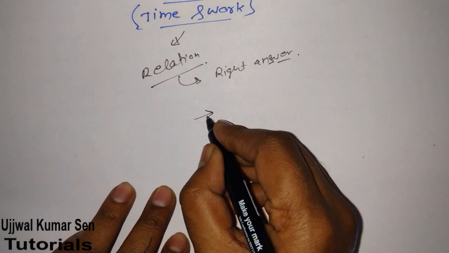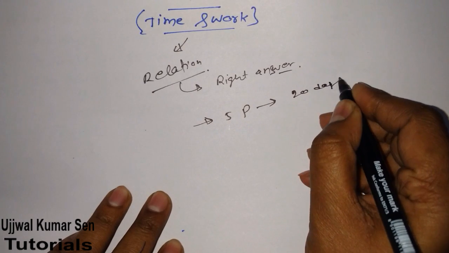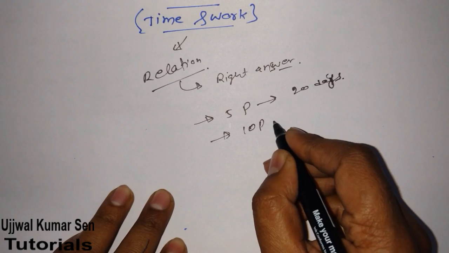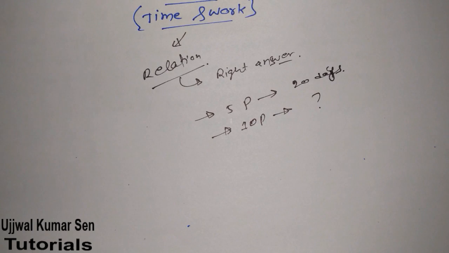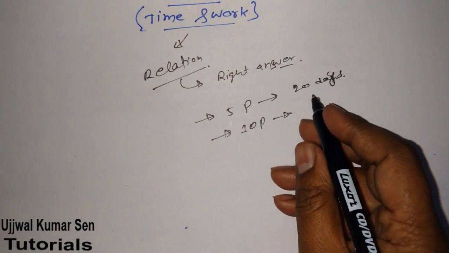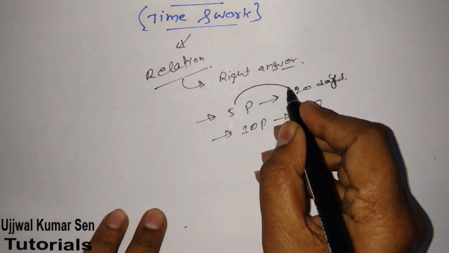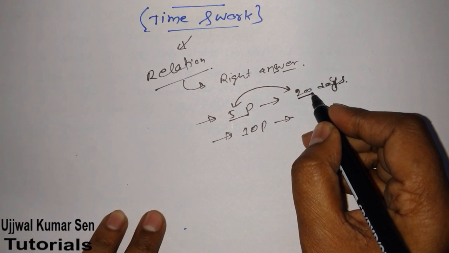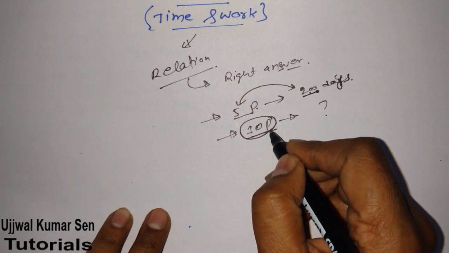Suppose that in the question it is given that 5 people can complete a work in 20 days. Then they ask how many days 10 people can take to complete the same work. Here you cannot simply divide by 2. So what we have to do is first find out how many people are working and how many days they have spent. By using these two relations, we can find the answer to this question.